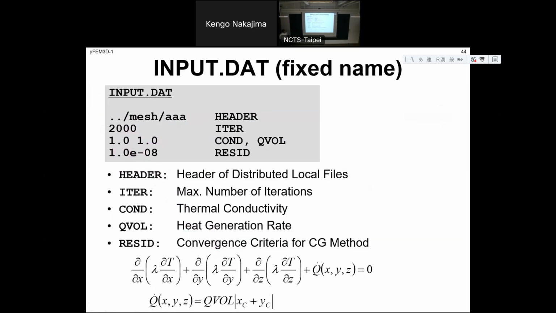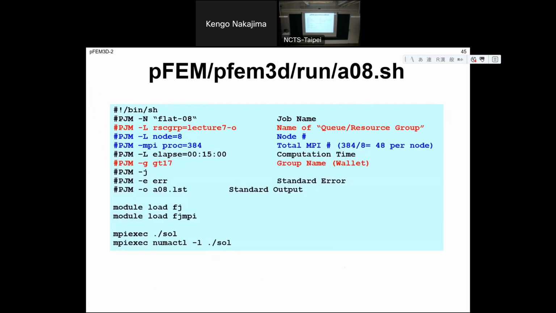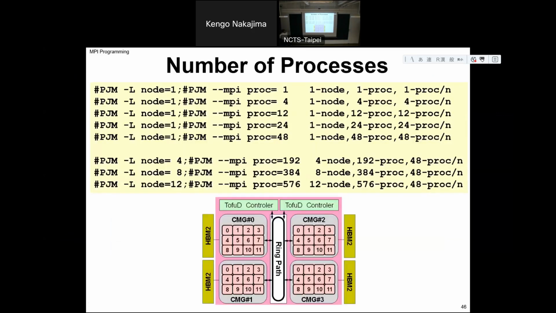So basically, it's the same as we did in the PC case. But the first line is a little bit different. This provides information about distributed local mesh files. This A08SH is using 8 nodes and 384 partitions. And then we have several configurations. So yeah, you can do this.